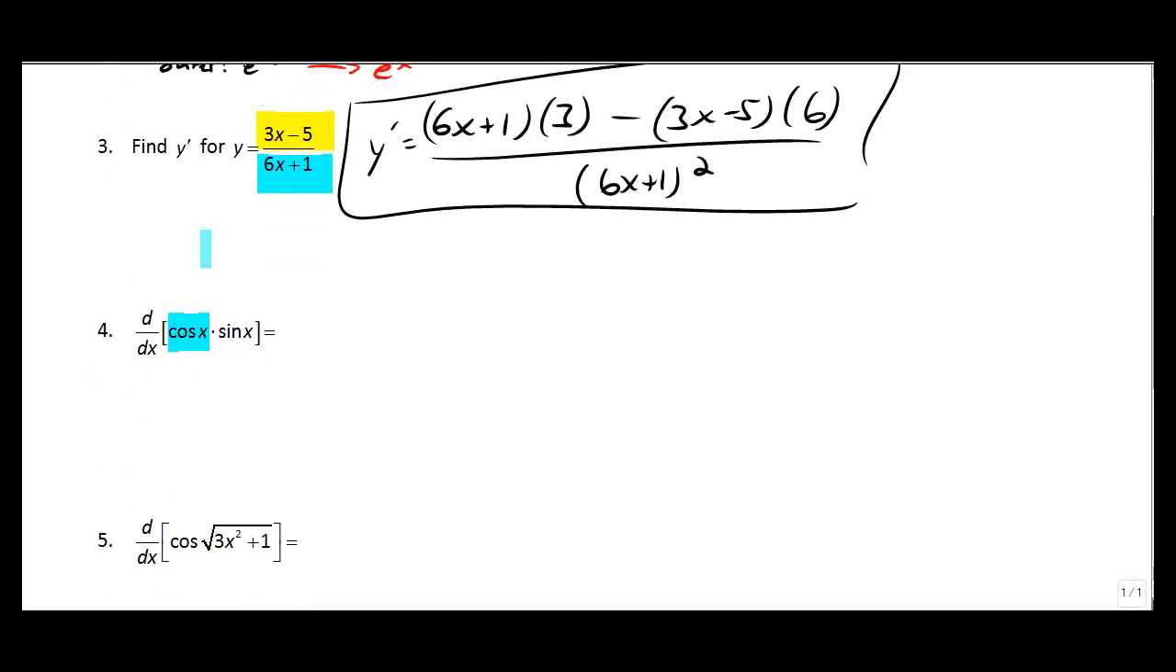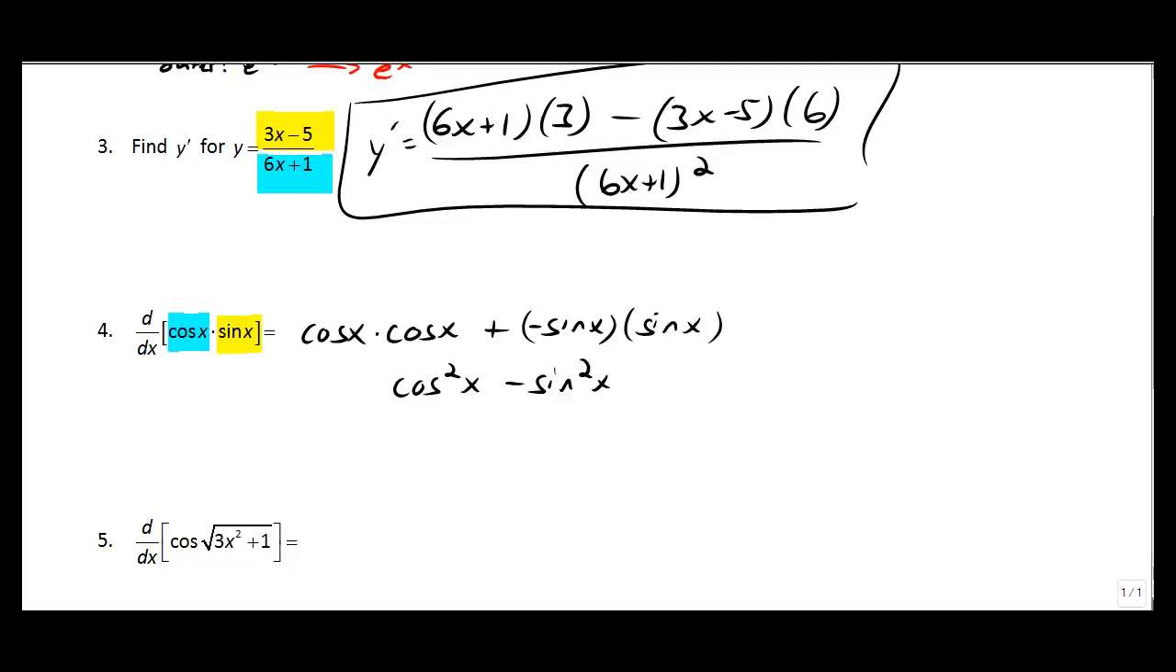Next one, you got product rule. Blue times yellow. So leave the first one. Do the derivative of the second one. Plus derivative of the first one. And leave the second one alone. So cosine squared x minus sine squared x. So I left the first one, did the derivative of the yellow, did the derivative of the first one, left the second one.